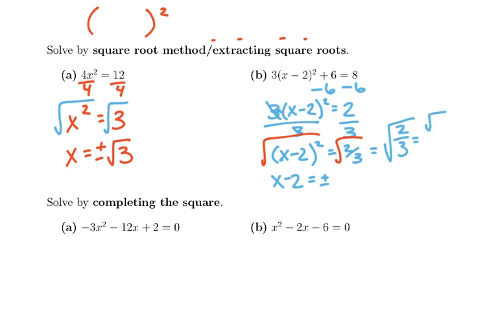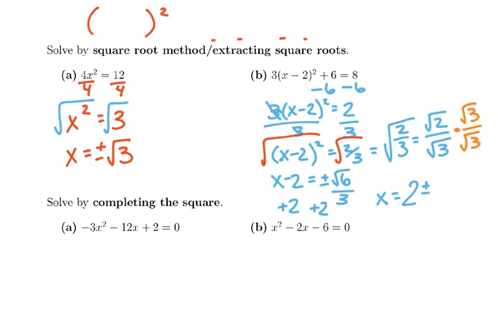Using our exponent properties, we could take the square root of the numerator and the denominator, and we will need to rationalize this to get rid of the radical on the denominator. So we can multiply this by the square root of 3 over the square root of 3. Square root of 2 times the square root of 3 is the square root of 6. Square root of 3 squared is just 3. So I'm left with a 3 on the denominator. From here, I'm just going to add 2 to both sides to get my final answer. So x is equal to 2 plus or minus the square root of 6 over 3. This answer is fully simplified.